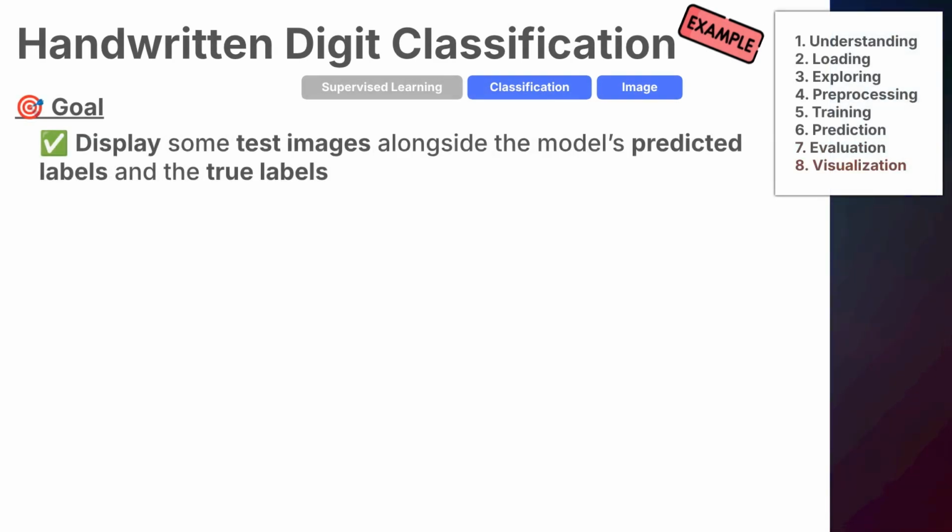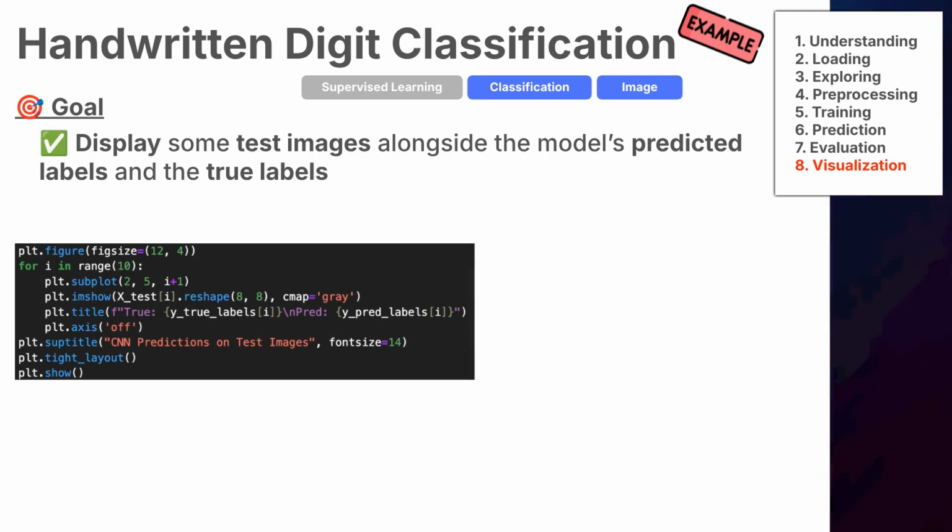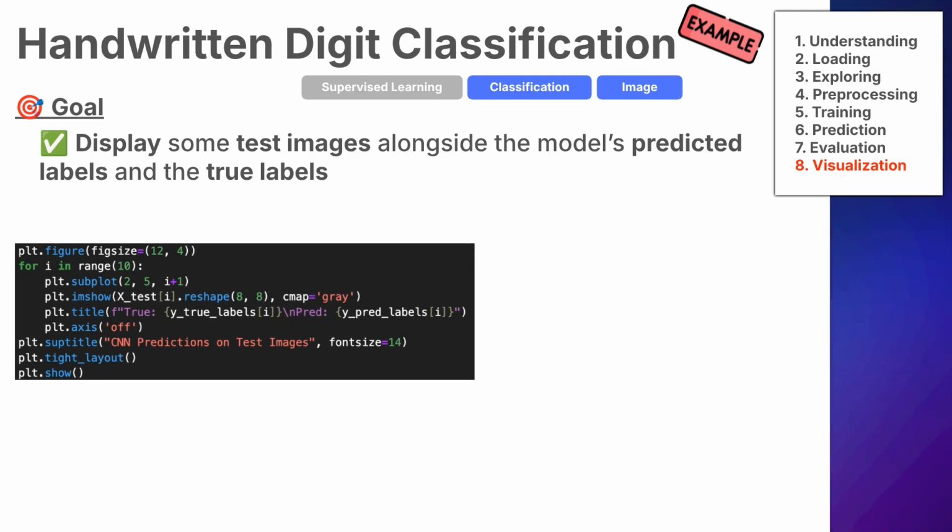Eight, visualization. The goal is to display some test images alongside the model's predicted labels and the true labels, so you can spot correct and incorrect predictions visually. Let's plot 10 test images with predictions. First, create a new figure or canvas to plot the images. Figure size sets the width to 12 and the height to 4 inches.